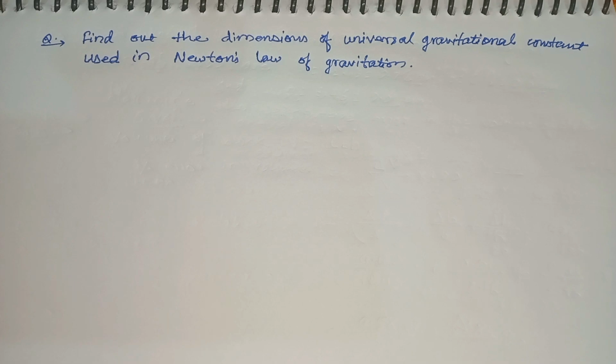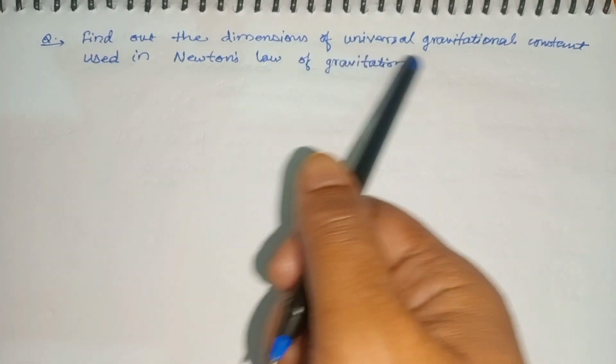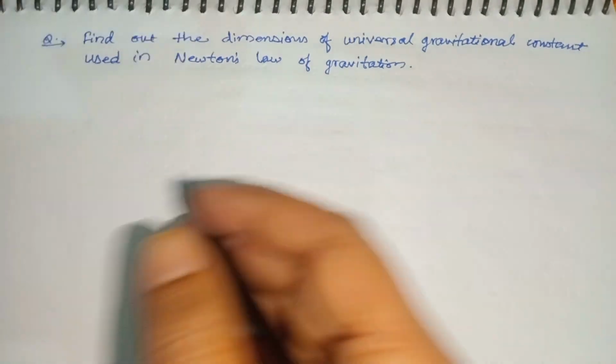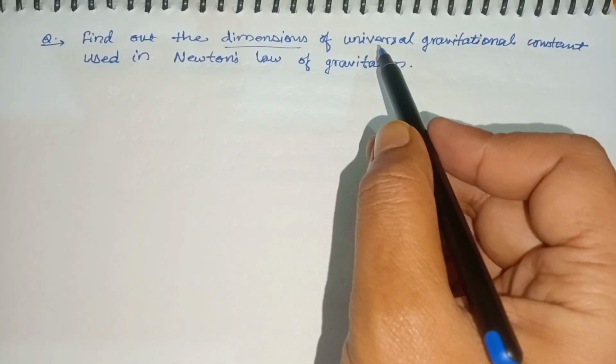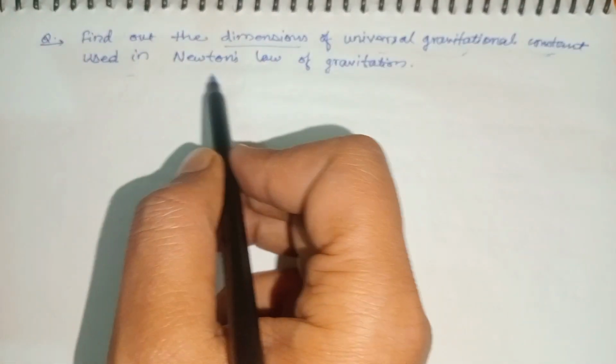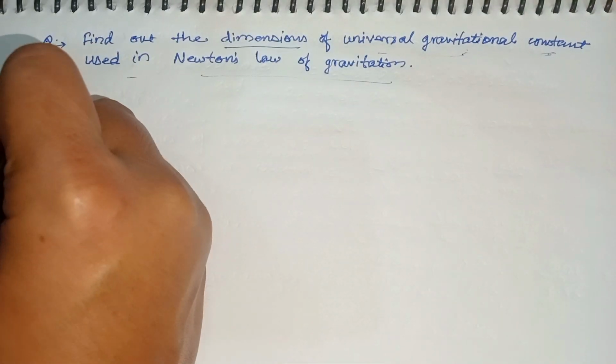Now there is a very important question. Find out the dimensions of universal gravitational constant used in Newton's law of gravitation. We have to find the dimension of what? Universal gravitational constant, that is capital G, used in Newton's law of gravitation. Now how will we solve?